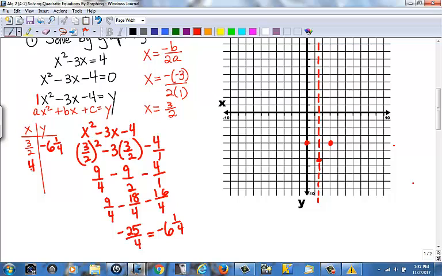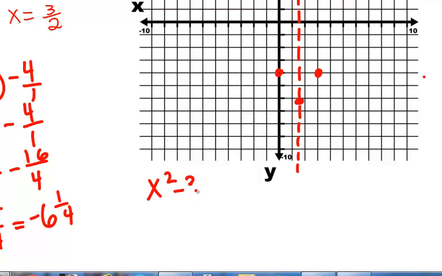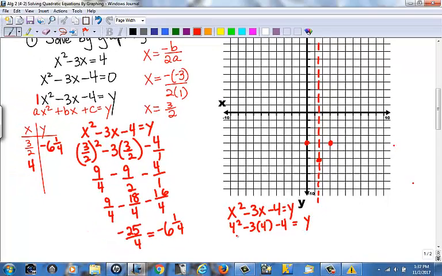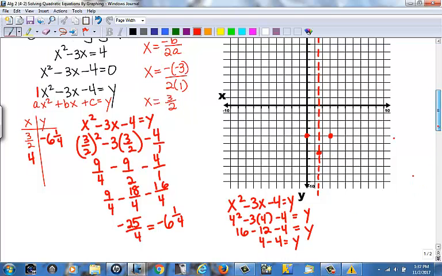So sub in 4. We're basically doing it kind of like we did yesterday. Sub in 4 for our x. I'm going to do it over here. X squared minus 3x minus 4. I should say equals y on this. So sub in 4. So I'd have 16 minus 12 minus 4. 16 minus 12 would be 4. 4 minus 4. Okay, that's one of our roots then. So y equals 0.